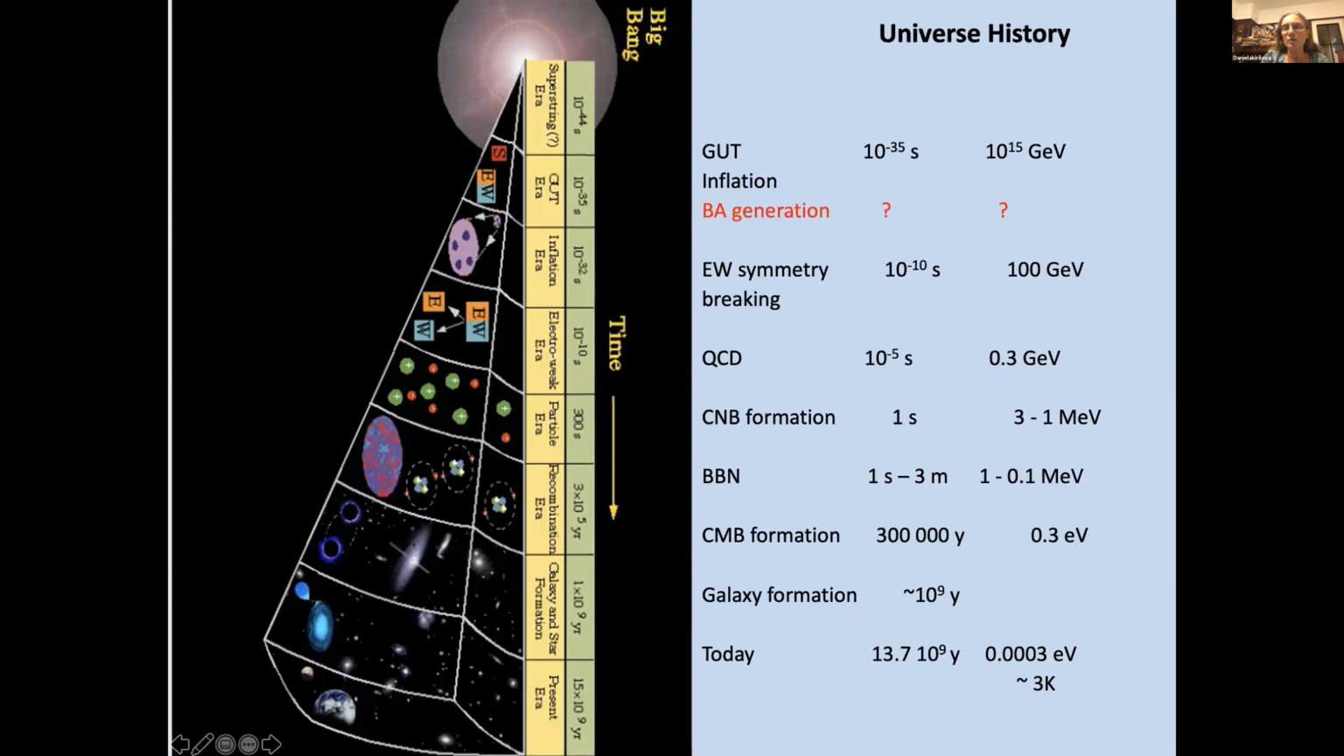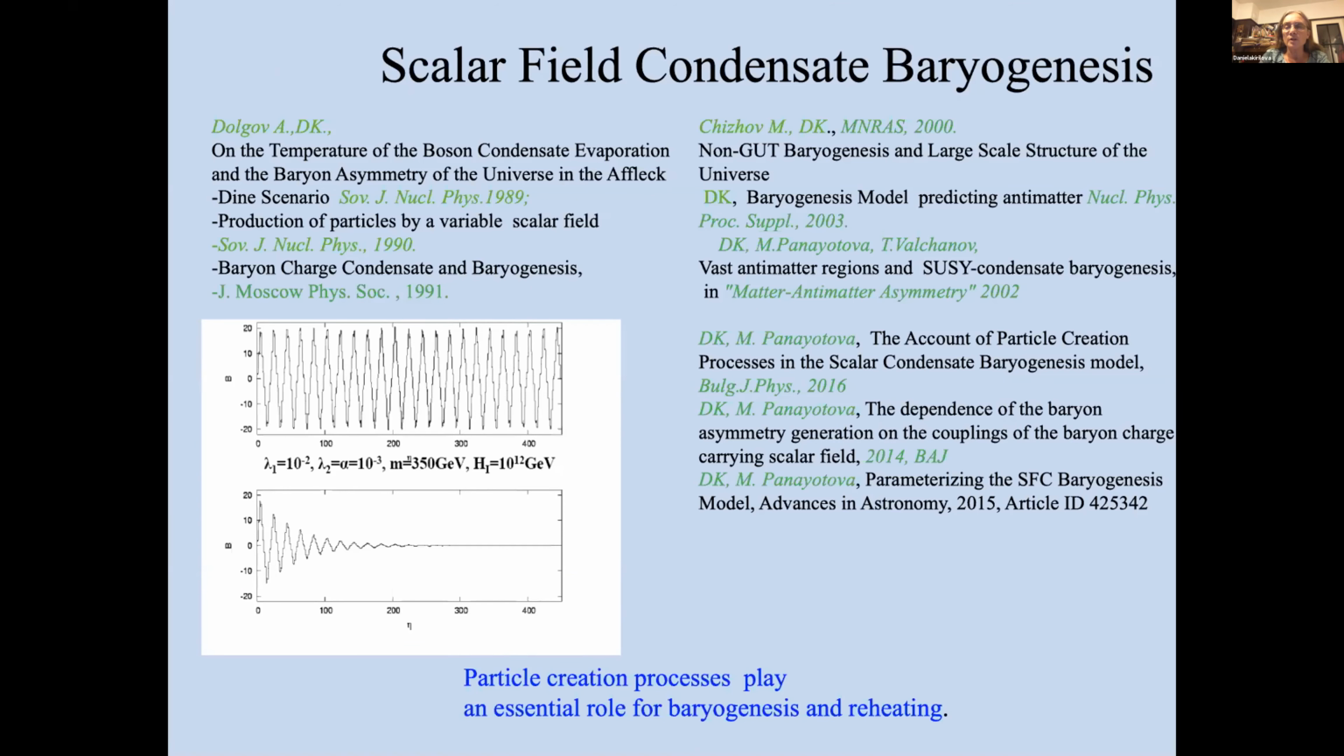And the type of scalar field condensate baryogenesis I'm going to discuss is one of the baryogenesises which proceed starting from inflation, and the actual production of baryon asymmetry is around TeV. So it's a kind of late energy baryogenesis.